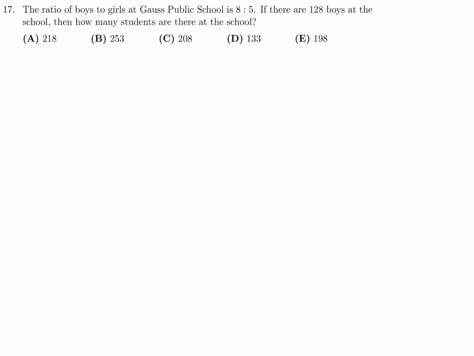The ratio of boys to girls at Gauss Public School is 8 to 5. If there are 128 boys at the school, then how many students are there at the school? Well, the ratio of boys to girls is 8x over 5x, like that. And they're saying that the number of boys is 128. 8x is 128. So that means x is equal to 128 divided by 8, which is 16.